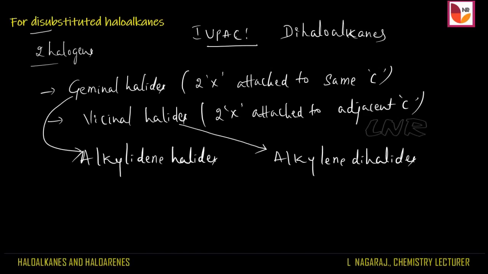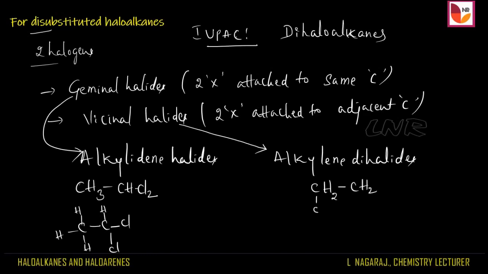Let us take an example, that is CH3CHCl2. So the molecule is represented as CH3, and a carbon with one hydrogen and the remaining two are halogen atoms. And let us take one more example, that is CH2Cl-CH2Cl. So one carbon contains two hydrogens and one Cl, and the next carbon contains two hydrogens and Cl.